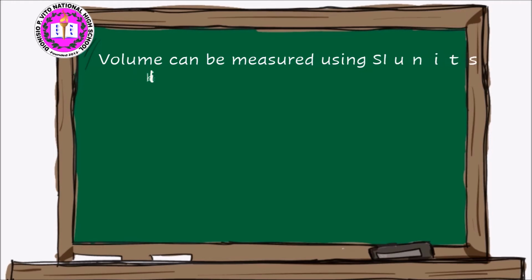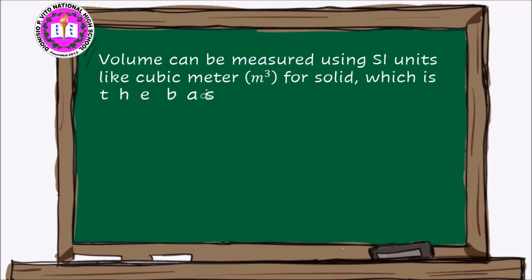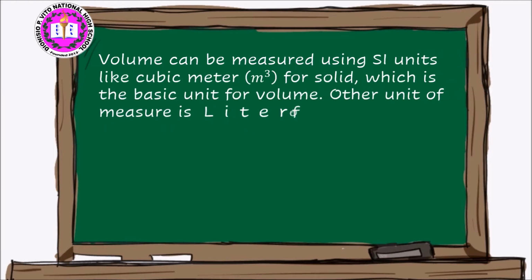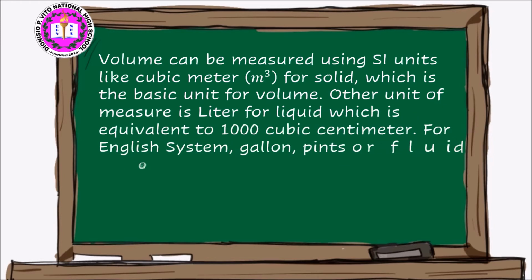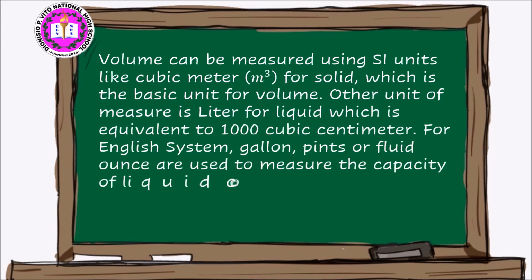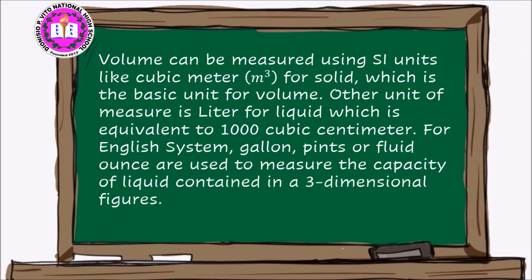Volume can be measured using SI units like the cubic meter for solids, which is the basic unit for volume. Another unit of measure is the liter for liquids, which is equivalent to 1,000 cubic centimeters. For the English system, gallons, pints, or fluid ounces are used to measure the capacity of liquid contained in three-dimensional figures.